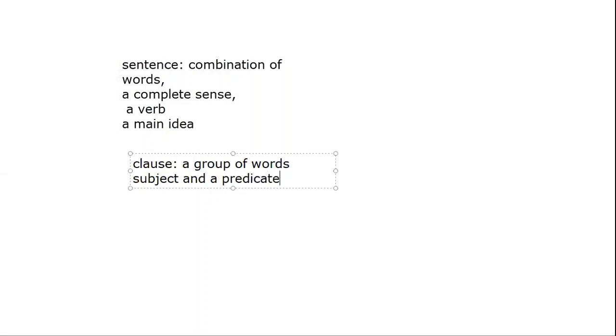Now, what is a predicate? The subject of a sentence is the one about which the whole sentence is written, and the predicate is the part of the sentence which tells about the subject. You can say a clause is a simple sentence as well. It is usually a part of a big sentence. Now, what is the example? You will understand it if I give you an example.